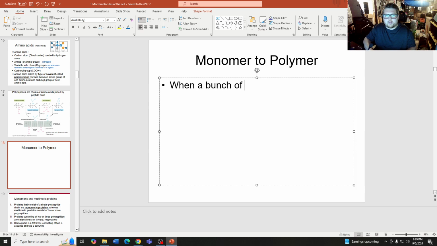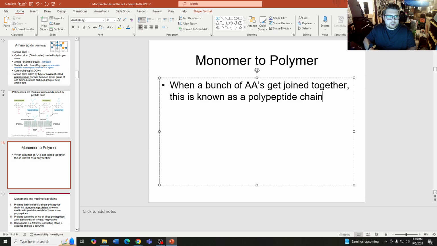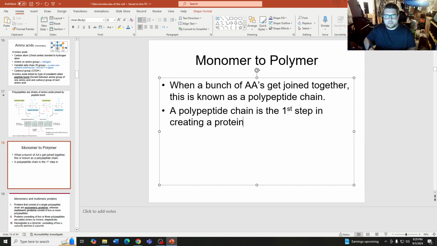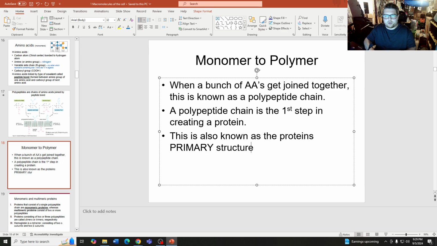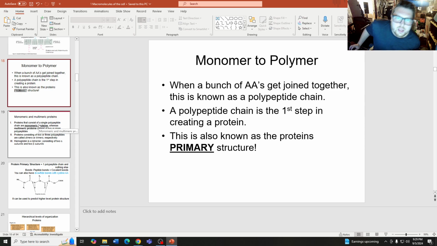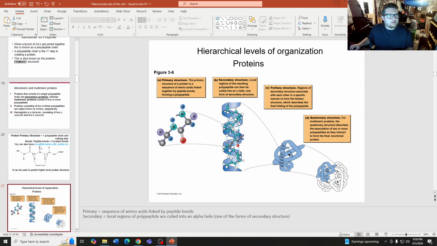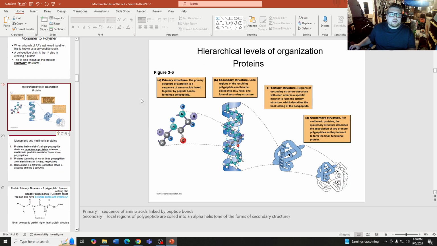So when a bunch of amino acids get joined together, this is known as a polypeptide chain. A polypeptide chain is the first step in creating a protein. This is also known as the protein's primary structure. Okay. So we have a polymer, we have a chain, right? And I'm actually going to re-add this slide. Okay. So we have a primary structure.